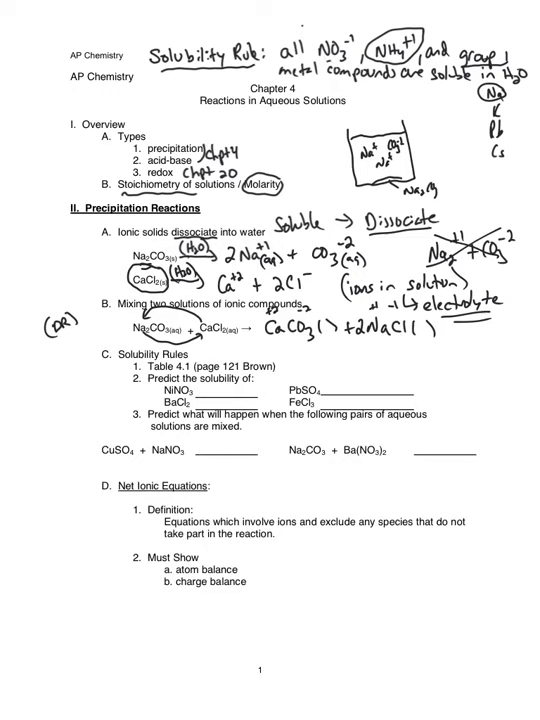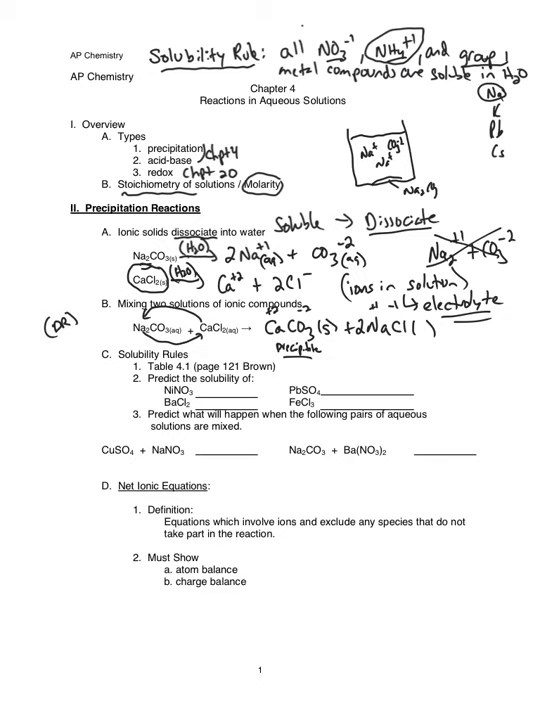Since it doesn't contain a nitrate, it doesn't contain ammonium, and it doesn't contain a group 1 (calcium is group 2), we would predict that calcium carbonate is a solid. It does not stay soluble in water. Therefore, it is a precipitate. A precipitate is an ionic compound that is not soluble in water, and therefore it precipitates out of the solution.